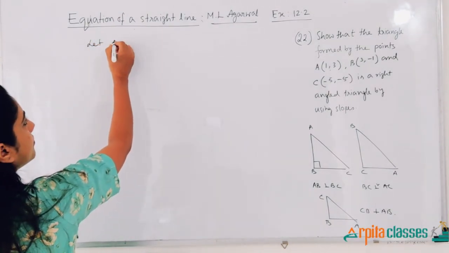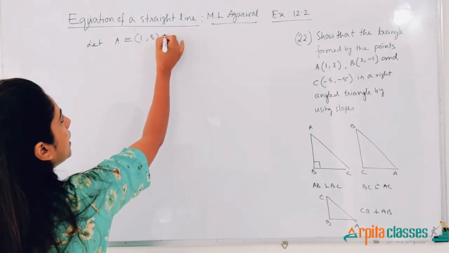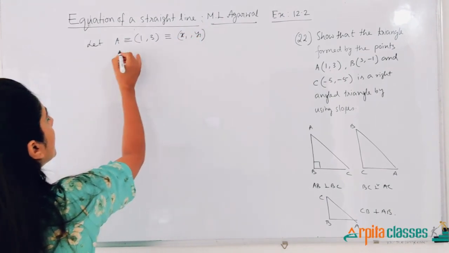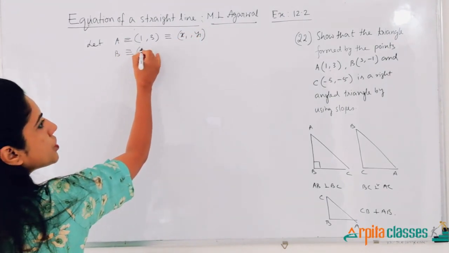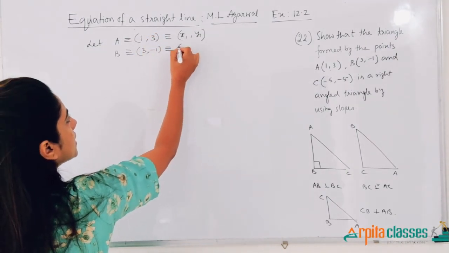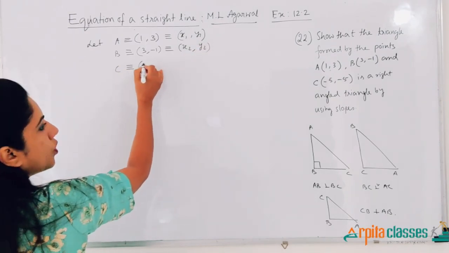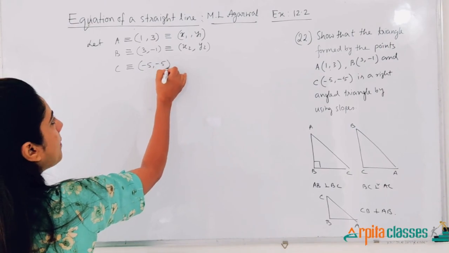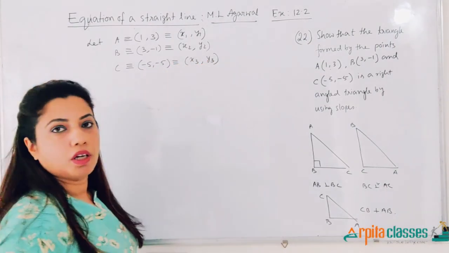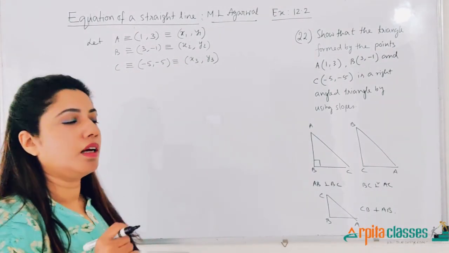Let A, which is (1, 3), be x1, y1. B, which is (3, -1), is x2, y2. And C, which is (-5, -5), is x3, y3. So I have denoted the 3 points. Now let us find out the slopes of every side.